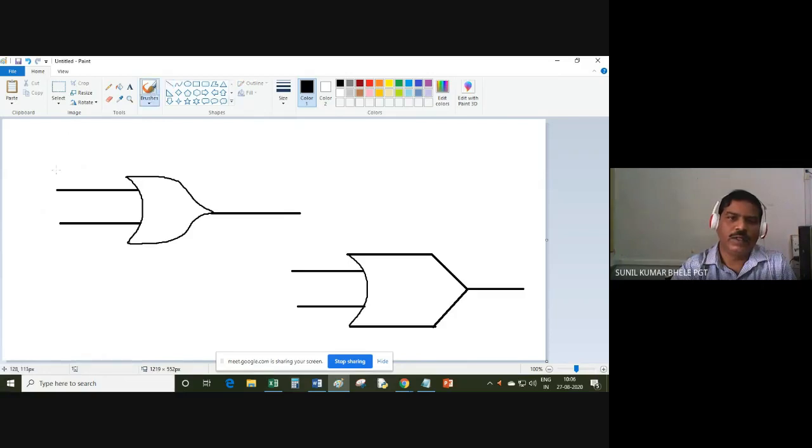Suppose the inputs are in the form of A and B, the output is A plus B. You know that plus is a symbol of OR. So if any input is 1, suppose 1 and 0 are the inputs, then the output will be 1. If all the inputs are 0, then the output will be 0. So this type of diagram you can draw in your notebook.